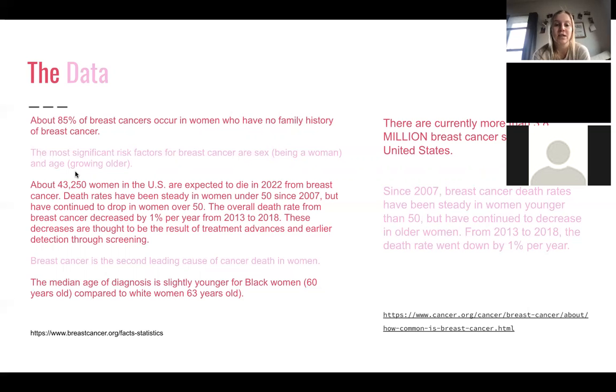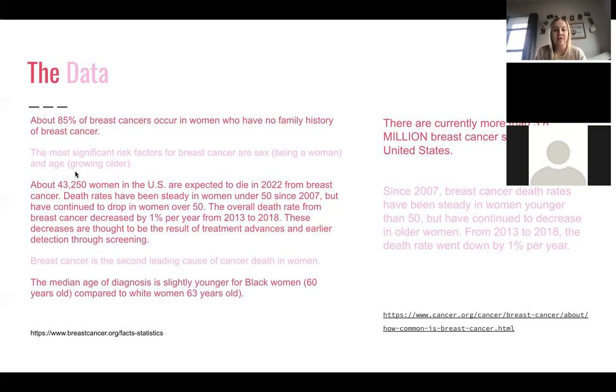About 43,250 women in the US are expected to die in 2022 from breast cancer. Death rates have been steady in women under 50 since 2007, but have continued to drop in women over 50. The overall death rate from breast cancer decreased by 1% per year from 2013 to 2018. These decreases are thought to be the result of treatment and advances in earlier detection, so mammograms and just checking yourself. We'll talk about that a little later.